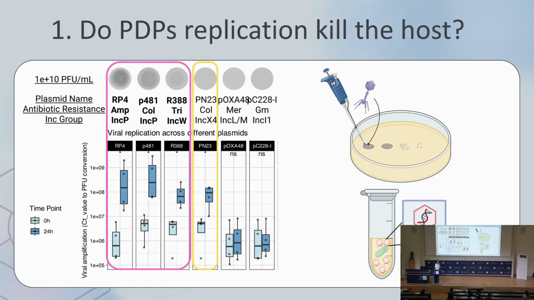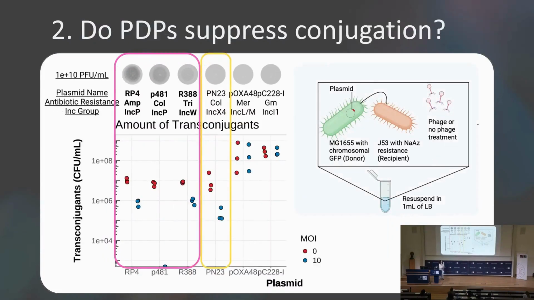However, just because replication happened doesn't tell us anything about suppressing conjugation and thus blocking the spread of AMR. Therefore, I developed a conjugation assay where I mix my donor strain with my plasmid of interest and the recipient. The main aim is to count the number of transconjugants that receive the plasmid. The red dots are the absence of phages, and the blue dots mean I've added the phage. This experiment shows that the presence of phage is able to suppress conjugation by almost 1 log, minimally, and in some cases, up to below detection limit.